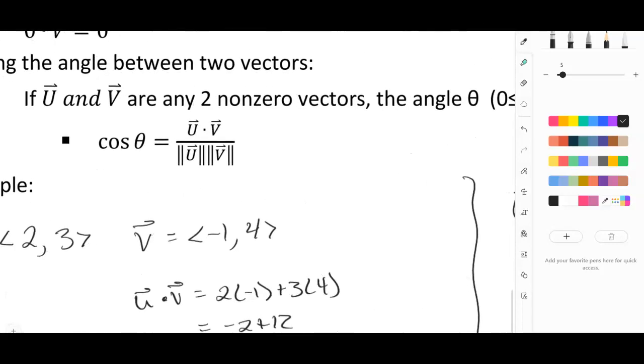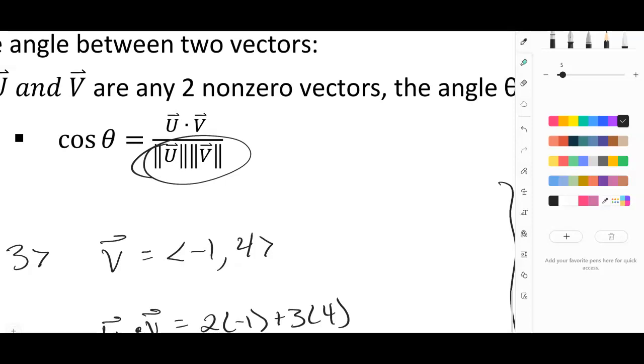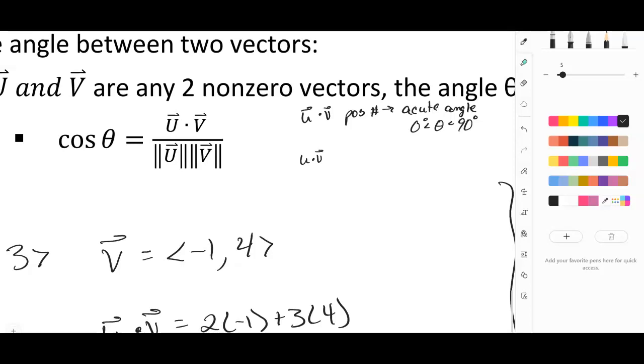Okay. So we could analyze this guy a little bit further, right? Because we know that denominator is always going to be greater than 0 because magnitudes are always positive. So what happens to this angle really depends on the dot product. If u dot v is a positive number, then we know we're going to end up with an acute angle. Acute means that it's between 0 and 90 degrees. If u dot v is negative, then we're going to end up with an obtuse angle. So we're going to get something between 90 and 180.